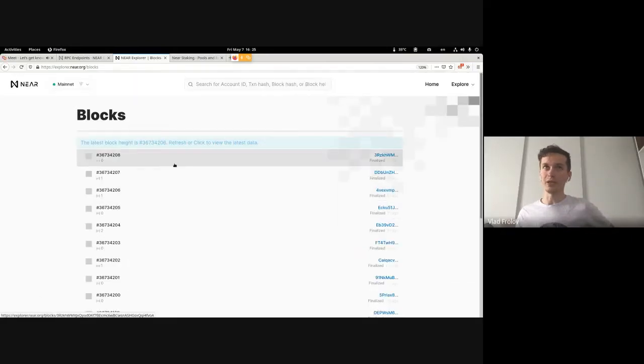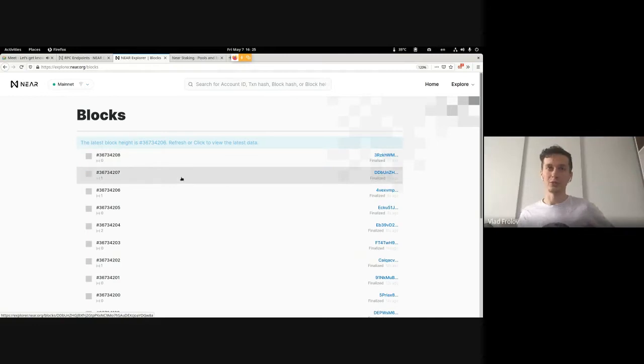So why do we need a block? Why can't we just, when we receive a transaction, execute it and apply the change immediately?